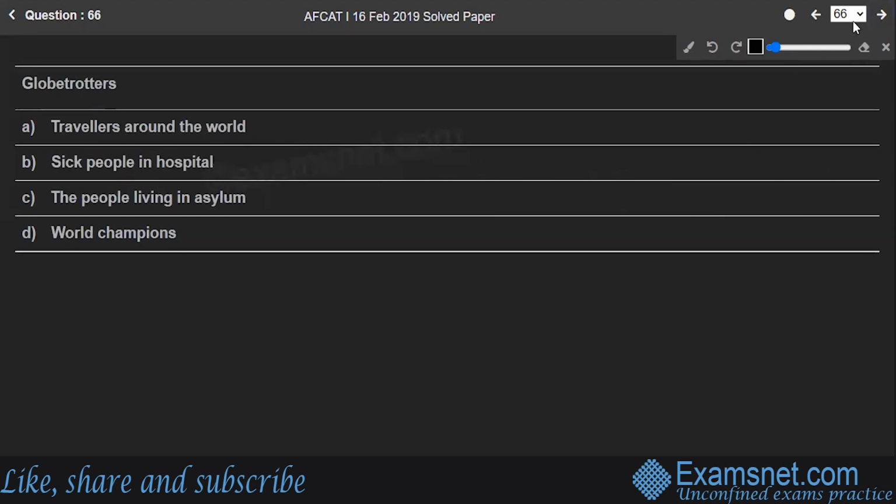Next, question number 66. So in question number 66, we have the word that is globetrotters. Globetrotters means traveling around the world. Well, yes, this is the first one and this is the appropriate one. Globetrotters means traveling around the world. Sick people in hospital? No. The people living in asylum? No. World champions? No. Globetrotters are the people who travel around the world. So option A is the correct answer.